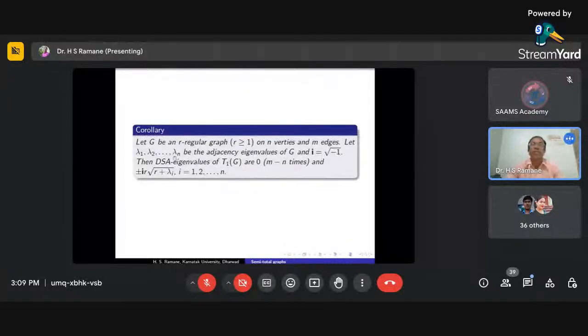Now see here, suppose lambda 1, lambda 2, ..., lambda n are the adjacency eigenvalues of G, and of course i is the square root of minus 1. Then the DSA eigenvalues of T1G are 0, which occurs m minus n times, and the remaining are plus or minus i r into square root of r plus lambda. So if you know the adjacency eigenvalues of G, you can get the DSA eigenvalues of the semi-total line graph.